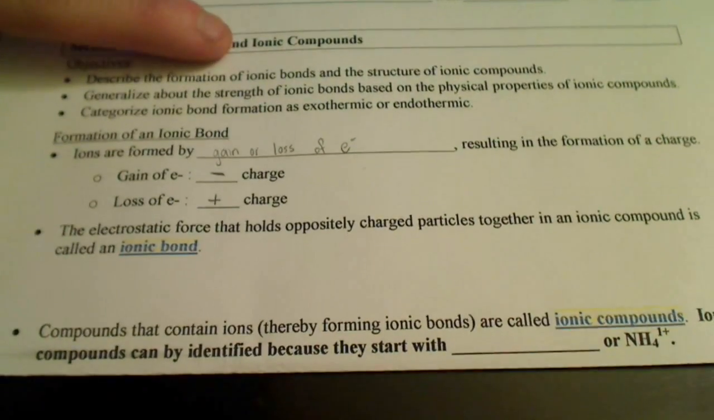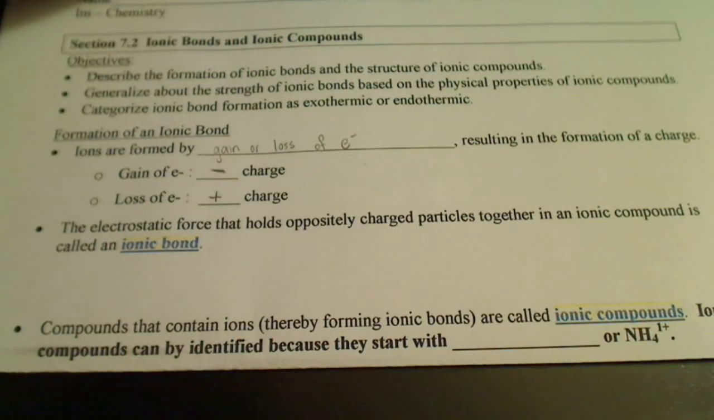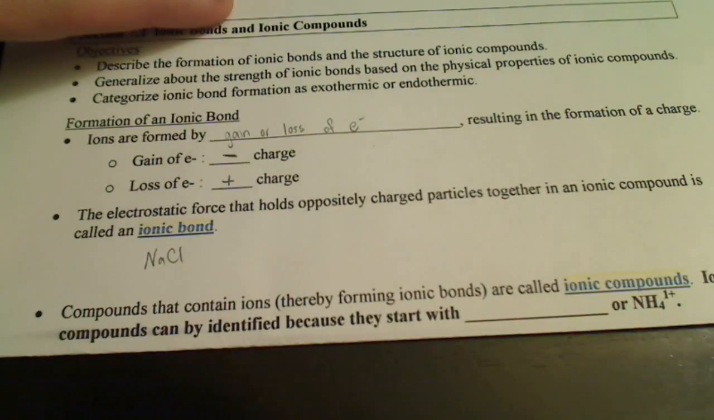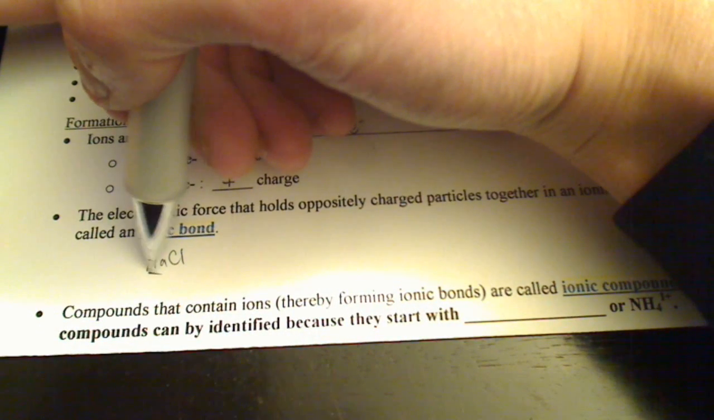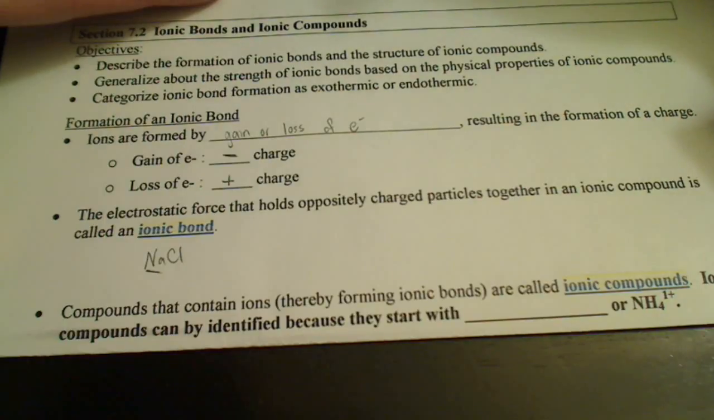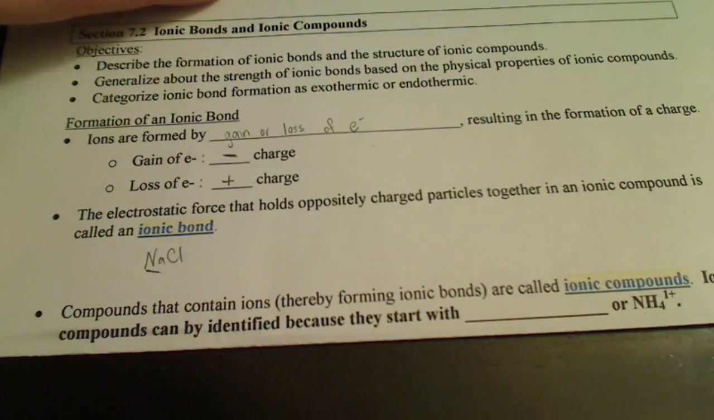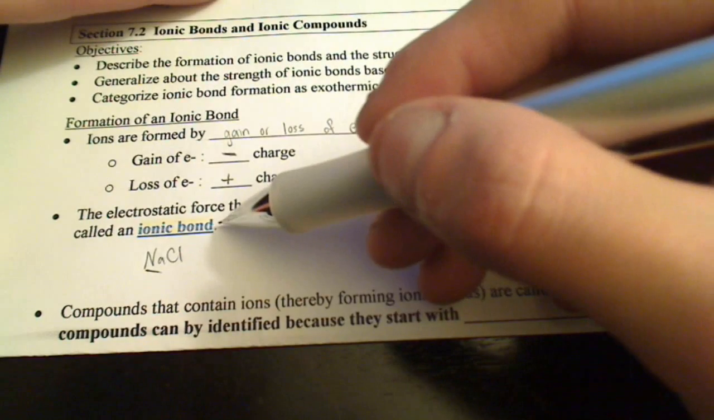Underneath that, it says the electrostatic force that holds oppositely charged particles together in an ionic compound is called an ionic bond. Here's what that's saying. If we look at an example, typically you'll see me use NaCl as a common example because that is a really textbook simple ionic compound. How do we know it's an ionic compound? Well, all ionic compounds are going to start with a metal or ammonium. In this case, sodium is a metal, so we know it's going to be an ionic compound. Ionic compounds are held together by what is known as an ionic bond.